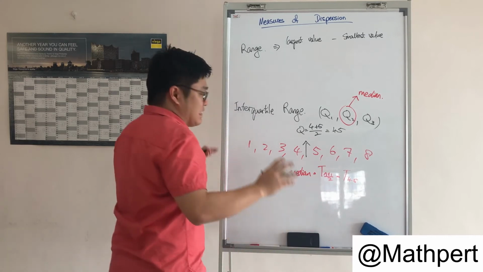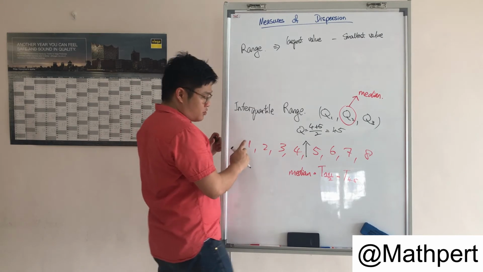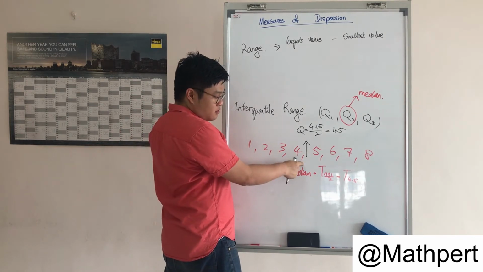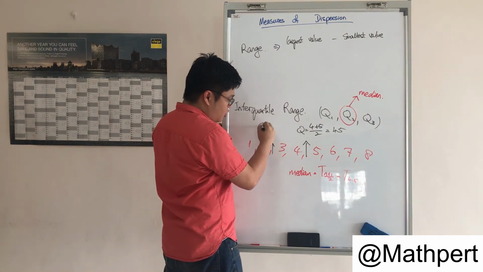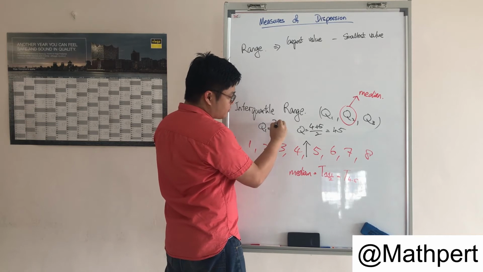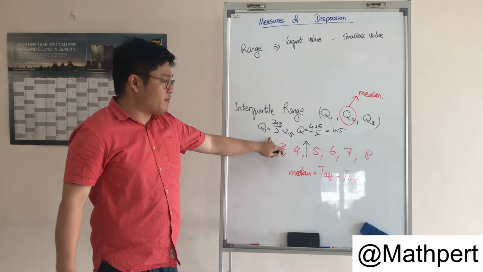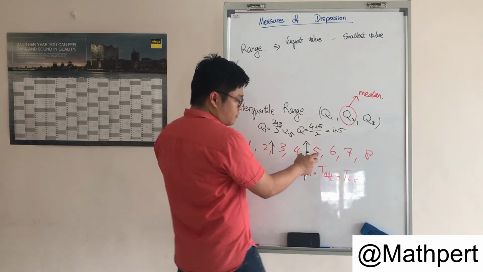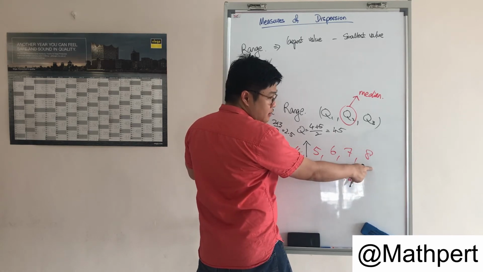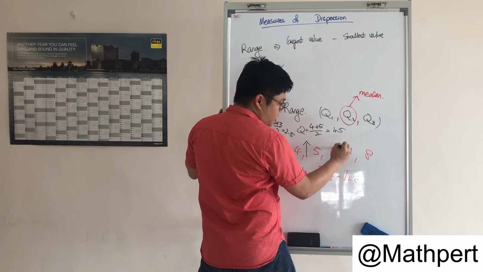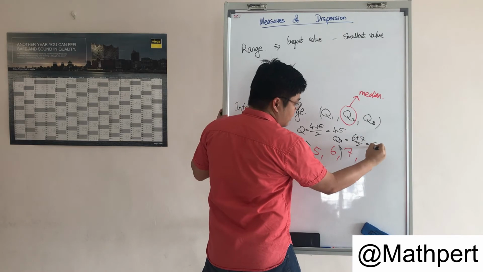Alright? Then let's look for the first quartile. From the smallest to the median, the center is here. So this is Q1. 2 plus 3 divided by 2 is 2.5. Right? The first quartile will be 2.5. The third quartile will be the middle term between the median and the largest term, which is here. This is Q3. 6 plus 7 divided by 2 is 6.5.